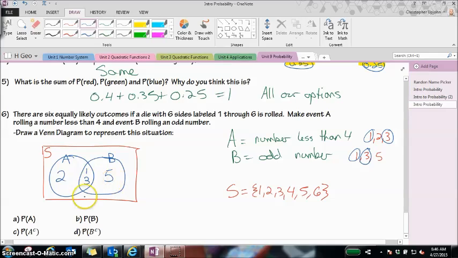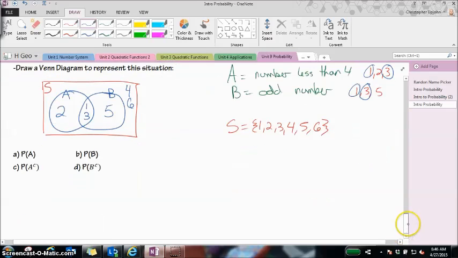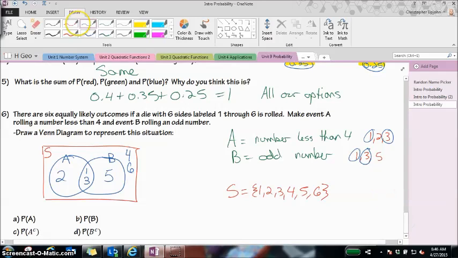Now, what are we missing? We have 2 numbers that don't apply here. 4 is not less than 4, and it's definitely not an odd number, so it's out here. And 6 isn't in either one of these. It's not odd, and it's not less than 4, so 6 is also out here. Now we just have to answer our questions. The probability of getting A. Well, how many options are there? 1, 2, and 3. So 3 out of 6, or 1/2.